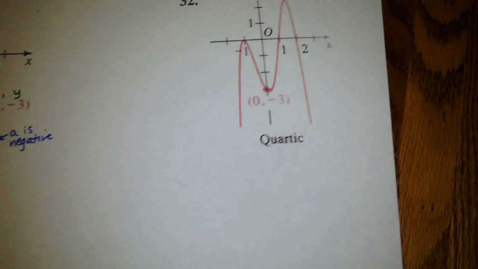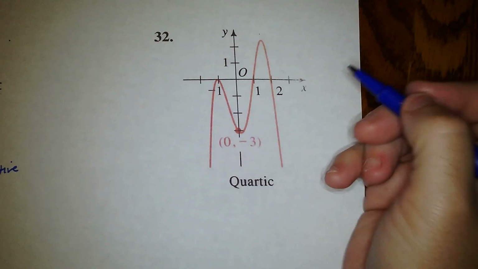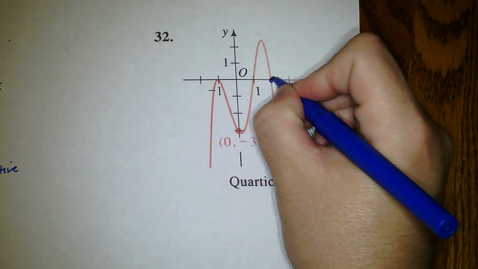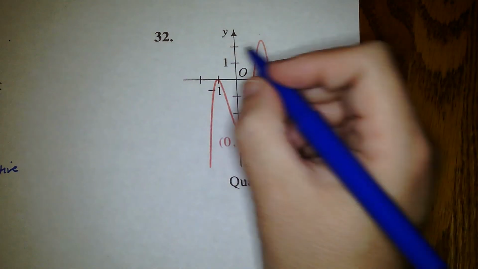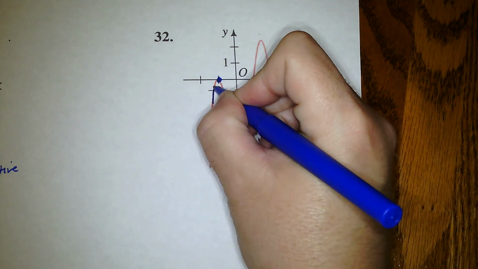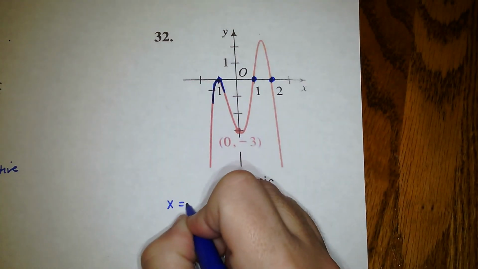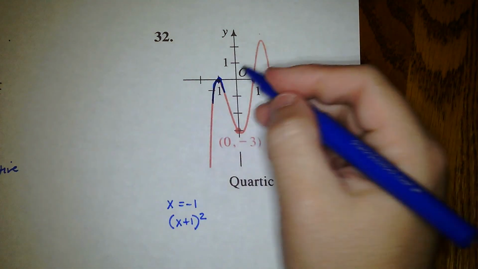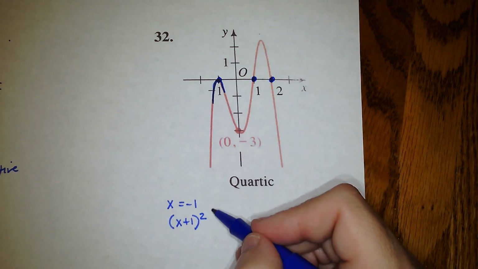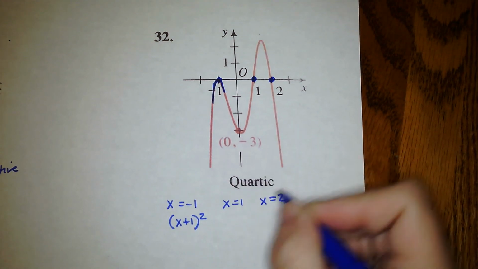Let's go to the second one. It's a quartic. Looks like a quartic. It's got 4 spots. Or does it? It's crossing at 2, crossing at 1, a bounce at -1, a bounce. So when I go to write this, don't forget the squared, because a bounce means that there's got to be a double root. I've got x equals 1 and x equals 2.